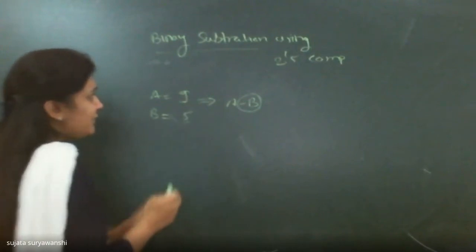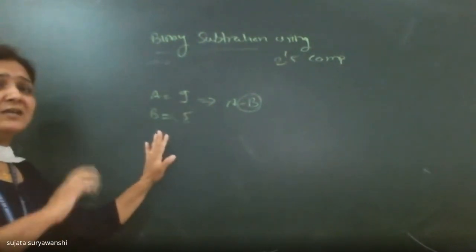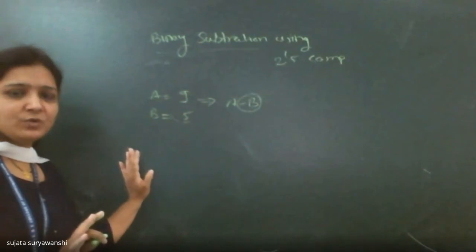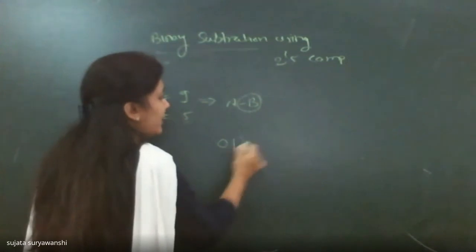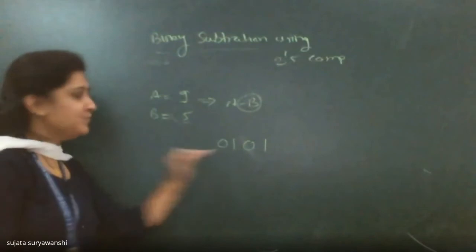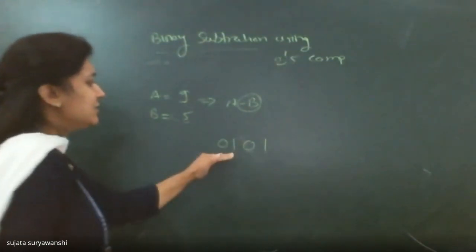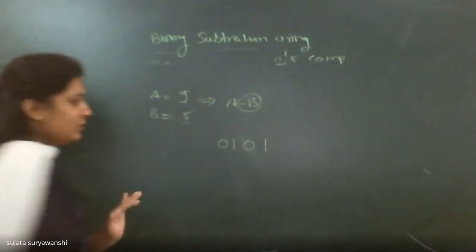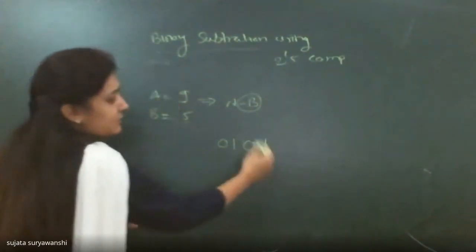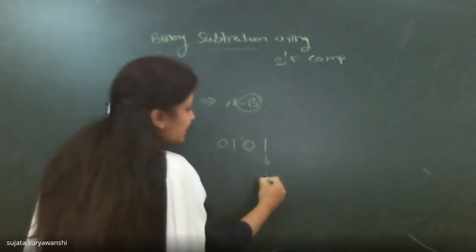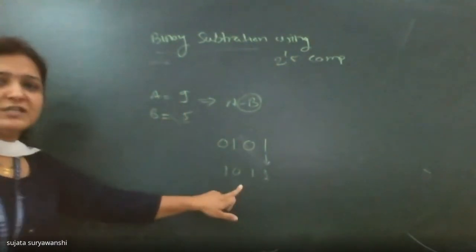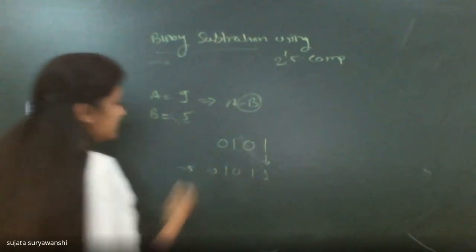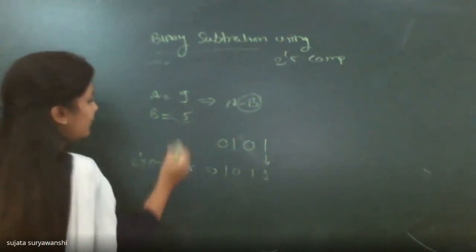How to represent 5? Just consider the numbers are unsigned magnitude, not signed here. So 5 can be represented as 1, 0, 1, and we are considering only a 4-bit number here, so 0, 1, 0, 1. Convert it into 2's complement form: start with the LSB, copy as it is up to the first one, and invert all the remaining bits. That is 1, 0, 1, 1. This is minus 5, as it is the 2's complement of 5.